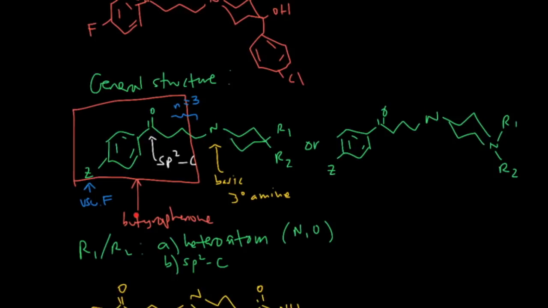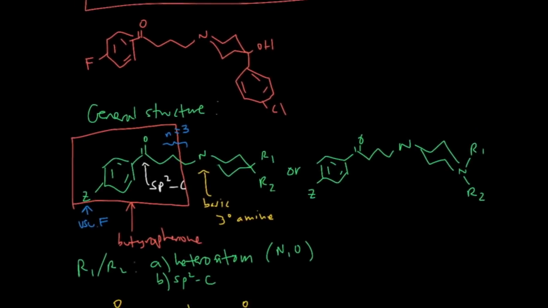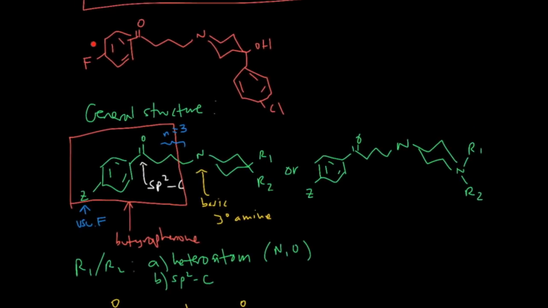Your R1 and R2 groups can be heteroatoms, not usually nitrogen or oxygen, and sp2 hybridized carbons. So in the haloperidol example, you have your fluorine, like I said, your sp2 hybridized carbon, 3-atom chain, 1, 2, 3, and your basic tertiary amine right after your 3-atom chain.